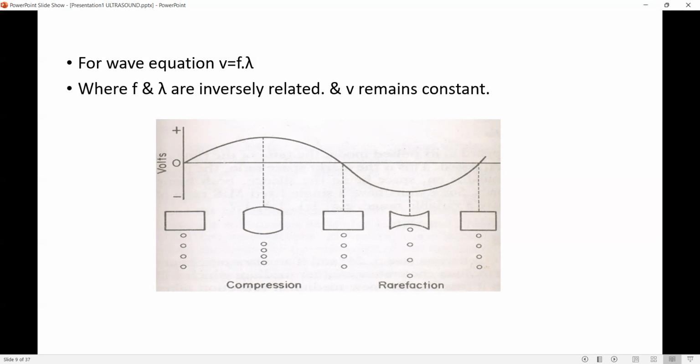So compression, rarefaction, compression, rarefaction.